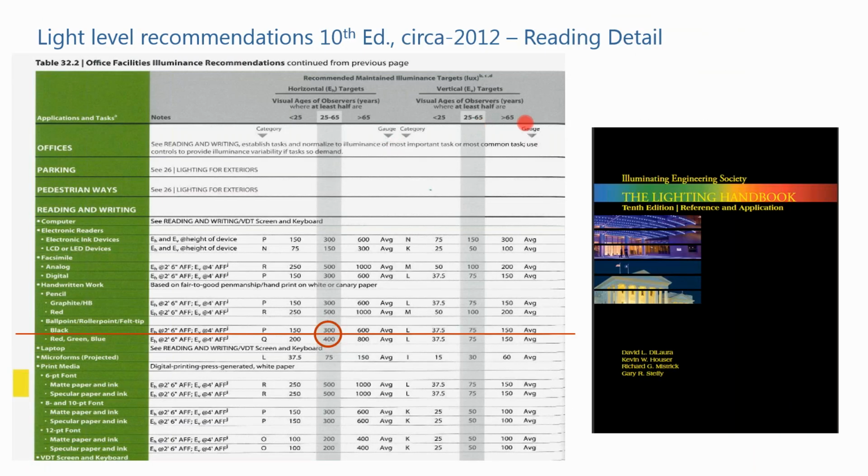We go to present day, the 10th edition, the current IES handbook, and we see light levels for offices, reading and writing, and we see for pen, black ink, 300, blue ink, 400, 300, 400, that's big numbers. These are lux. So we typically, in this country, talk about foot candles. The rest of the world uses lux. It's like the metric system.